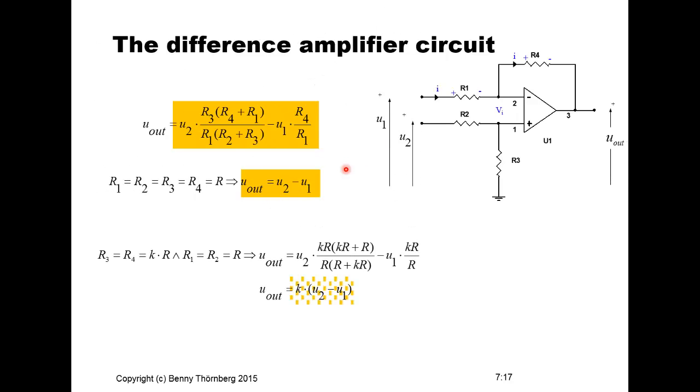And as an alternative, I can say that if we assign R1 and R2 to the same value R, and then we assign R3 and R4 to K times R, then we will end up with an expression that has the output voltage of K times the difference of U2 and U1. So we can add also an amplification factor that is larger than 1. This has only the amplification of 1 equal to 1.